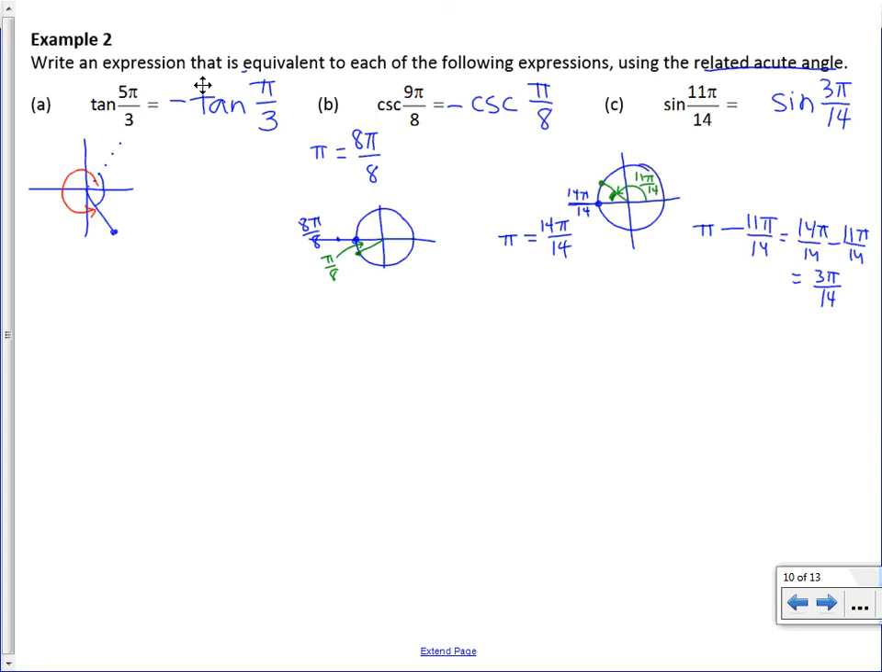And just to finish this off, if you can squeeze this in, you can. What if I gave you cosecant of 60 pi over 31?